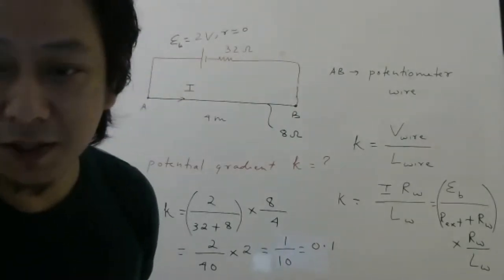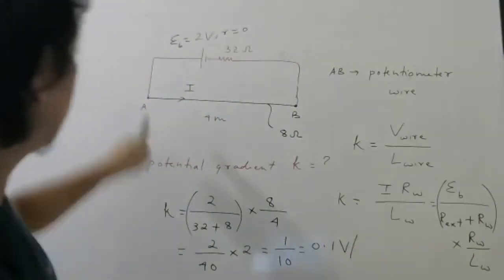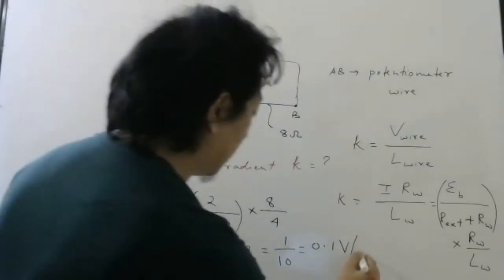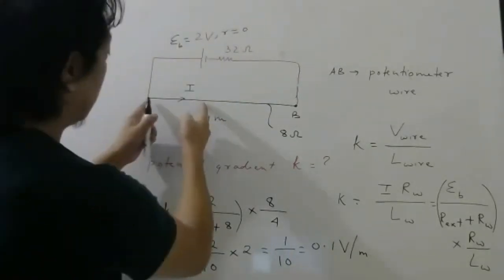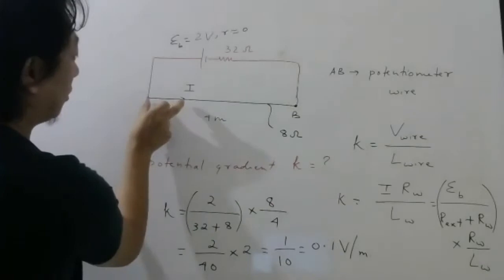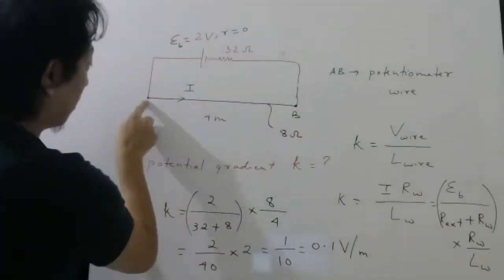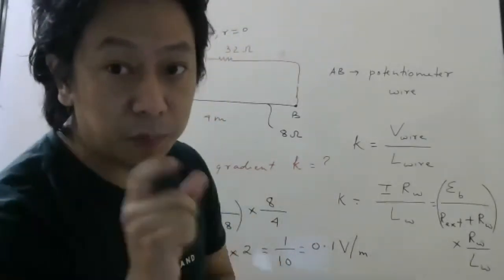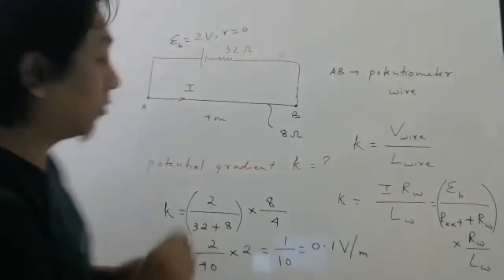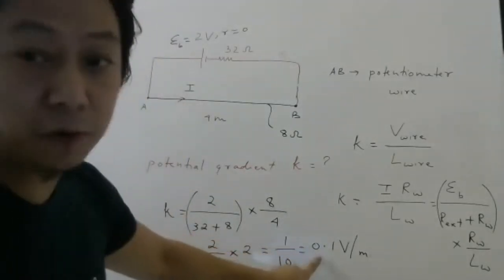Nobody has mentioned the unit. Since the length is given in meter, it will be volt per meter. This 4 meter you can divide into 4 parts: 1 meter, 1 meter, 1 meter, 1 meter. For every 1 meter, there will be a potential difference of 0.1 volt.